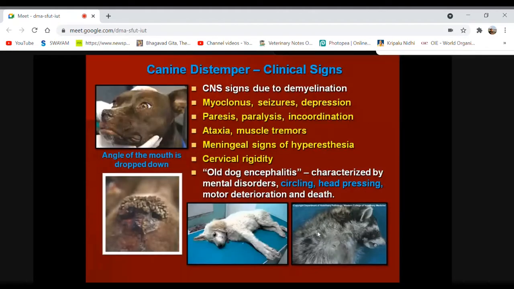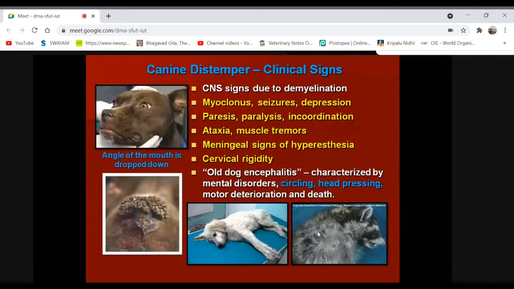Then, so far as the clinical signs involving the CNS, central nervous system, are concerned, that is mainly due to demyelination, removal of the myelin sheath, I mean, destruction. So there you may have myoclonus, seizures, depression, paralysis, incoordination, ataxia, muscle tremors, meningeal signs of hyperesthesia, and cervical rigidity.